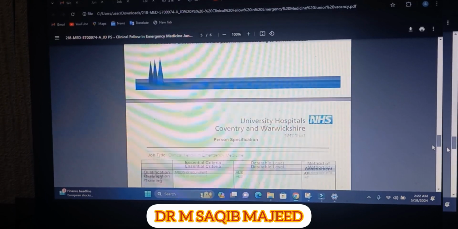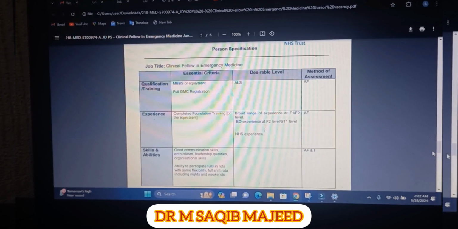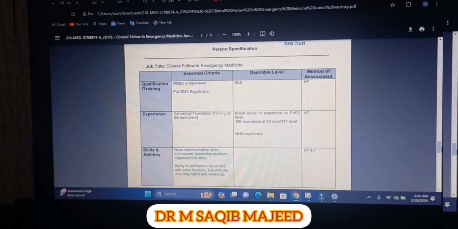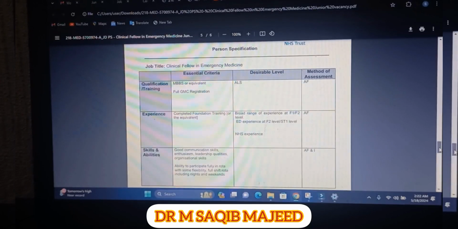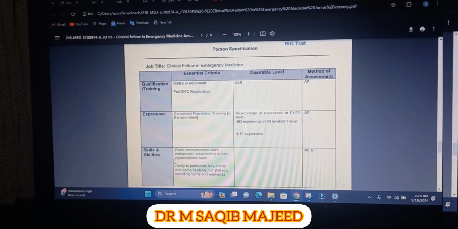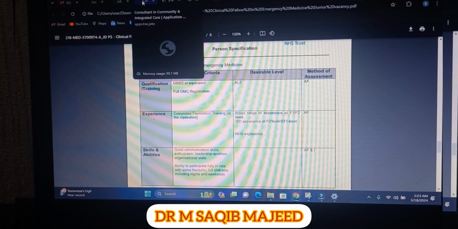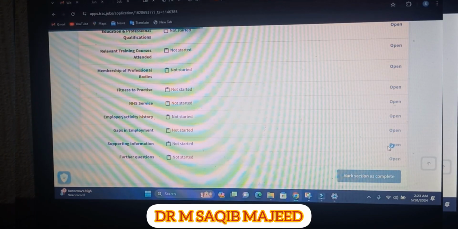document which was given along with the application, the person specification. So in this person specification they have only these three headings, right? The qualification, training, experience, and skills and abilities. So when we start filling the application, I have opened an application of the same trust, and we open the supporting information.